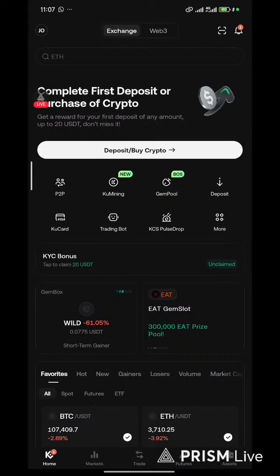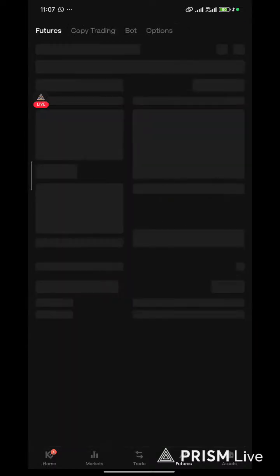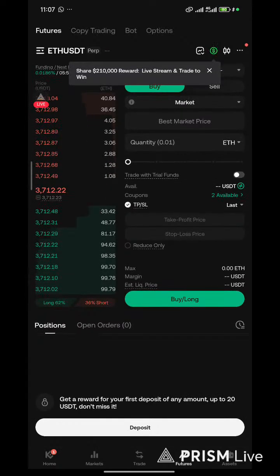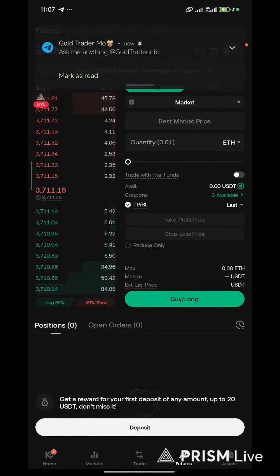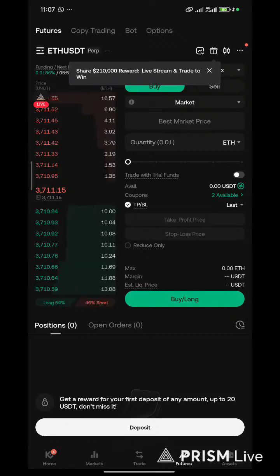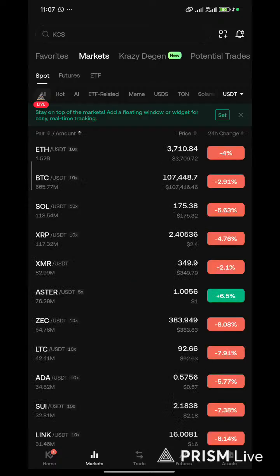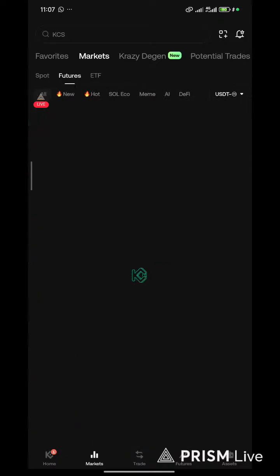This is the exchange. This is the KuCoin Exchange, and these are futures. This is where our trading will be taking place. All right, so we're going to be trading futures. I'm going to show you how to set your trade using KuCoin Futures Exchange. Okay. Right, this is the market tab. You can check spot. You can also check futures here.